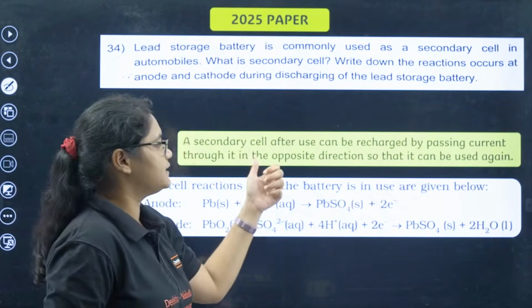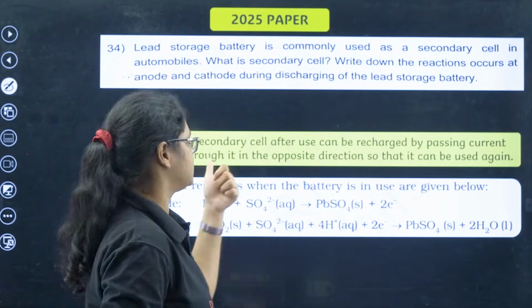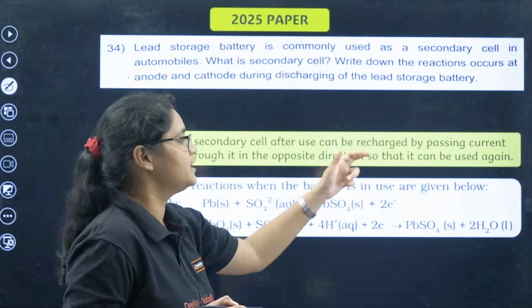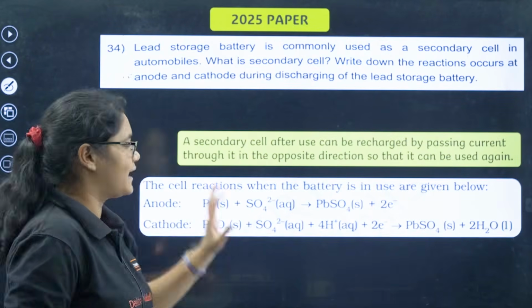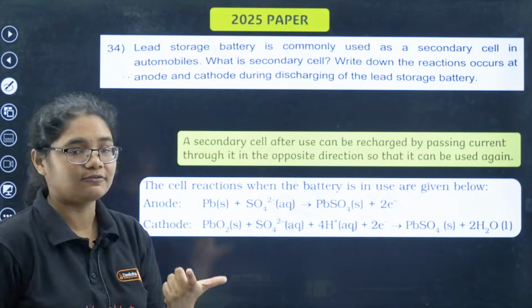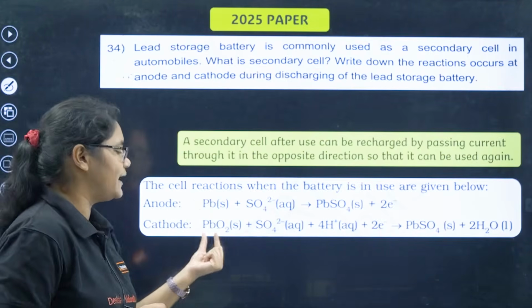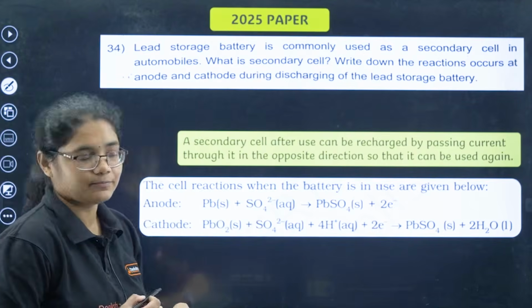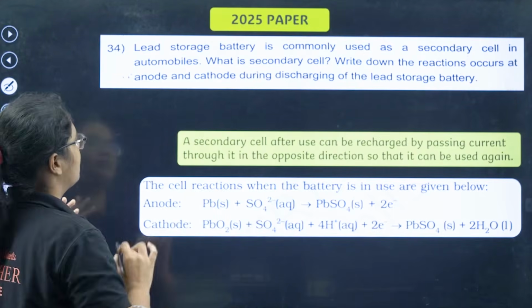A secondary cell is a cell that can be recharged by passing current through it in the opposite direction so that it can be used again. That carries 1 mark. Anodic reaction where lead is getting oxidized to lead sulfate, and cathodic reaction where lead oxide is reduced to lead sulfate. Okay, so this total gives you again 3 marks.